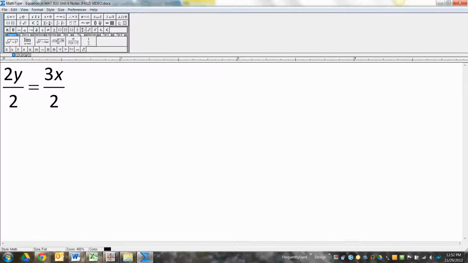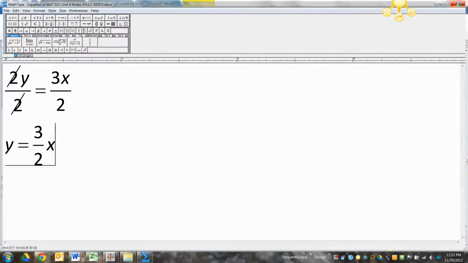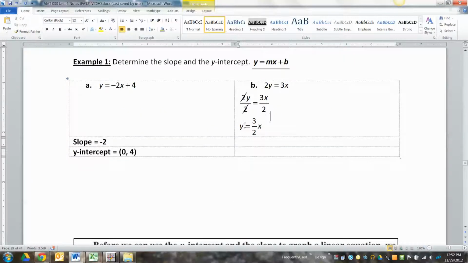Okay. Now over on the left, that's no problem. 2 over 2 divides away and makes just y. Right? Cool. Now on the right, this is okay, but it's not really an mx form like we like. We like m something times x. So we can say 3/2 x. Now I know there's no b there. That's okay. It's still y equals mx. It's plus b, but the problem is that it doesn't exist, so that must mean it's 0.